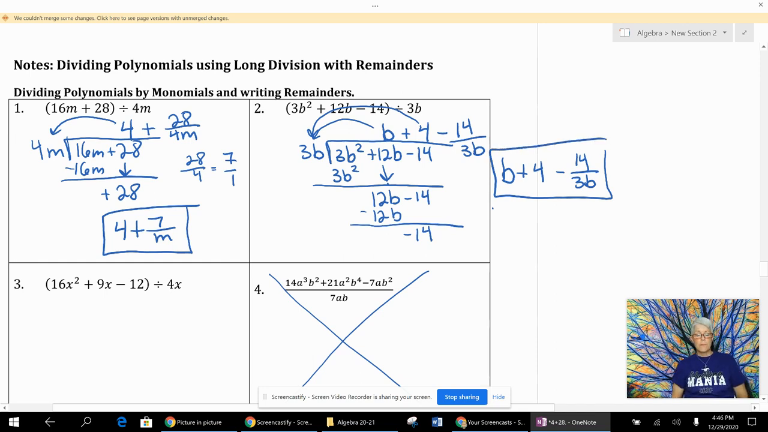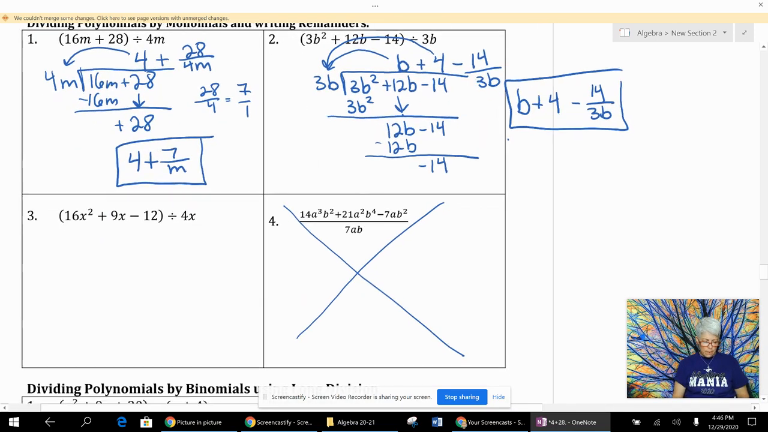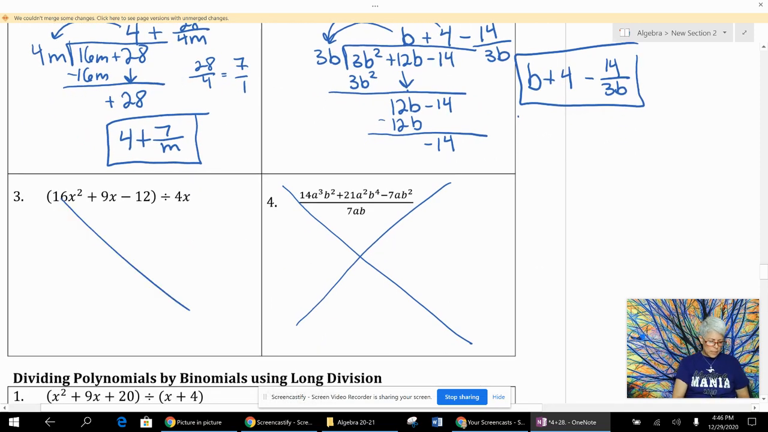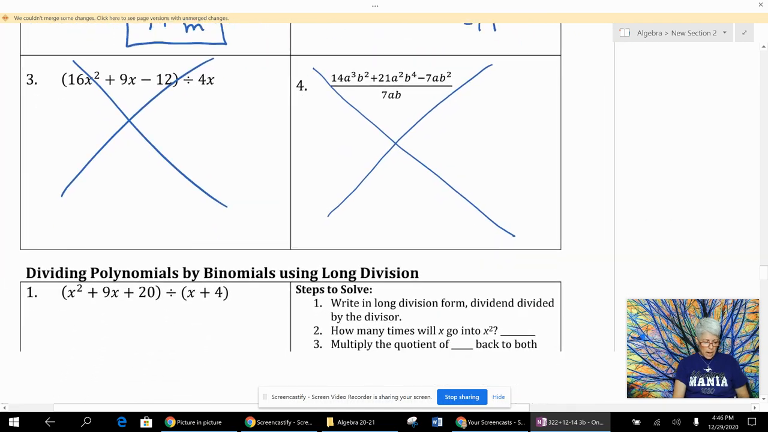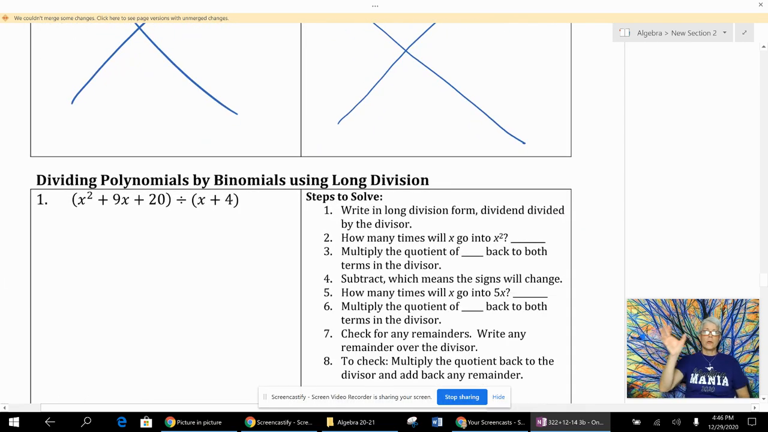Are you having fun yet? Now remember, this is a monomial going into a trinomial or a polynomial. Okay, I'm going to go ahead and skip this one. Let's look at taking a binomial and putting it into a polynomial, because this is where it gets kind of interesting.